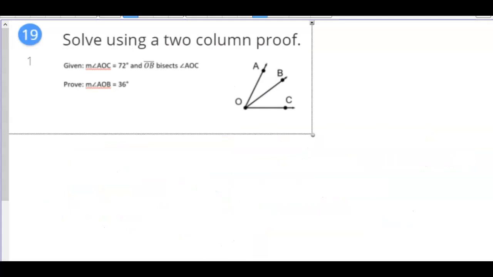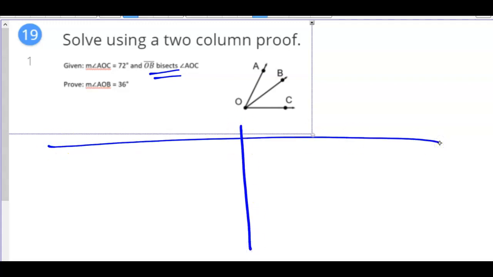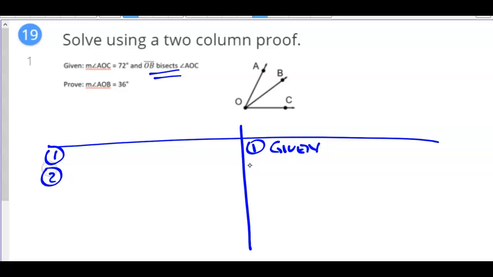All right. The word bisects means it cuts exactly in half. Exactly in half. So we use the definition of a bisector. That's going to be the key on this one. Here we go. So number 1, of course, is restate the given. I won't do that because it's right there. 2. So we want to prove that AOB is 36. We want to prove that that's equal to 36.